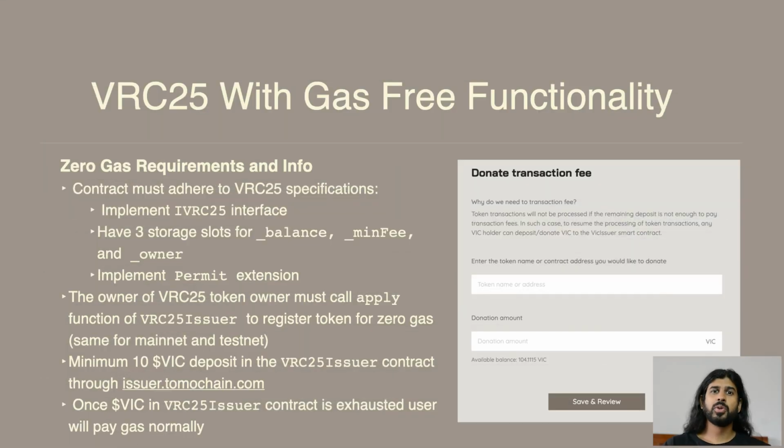So in order to deploy a new VRC25 token, there are a few requirements for your contract and a few extra steps needed for full functionality of the contract. As we learned earlier, the Vicin Z protocol is what powers this gas sponsor functionality. You need to register your contract with the Vicin Z protocol so the consensus layer knows how to interact with your contract for the gas sponsor functionality.